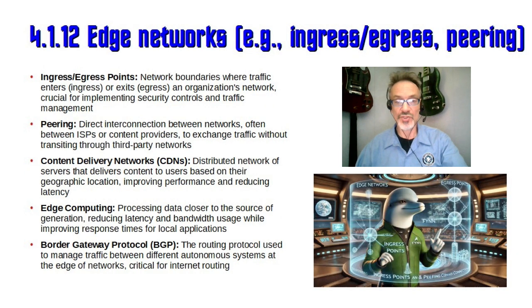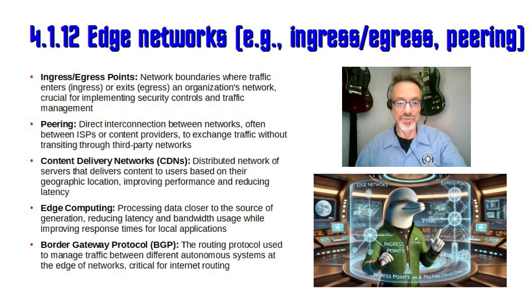4.1.12 Edge Networks. For the exam, you need to understand the role of edge networking, which is managing the flow of data in and out of an organization. So we need to understand the ingress and egress points, where data enters, ingress, or exits, egress, the network. These points are important for implementing security controls, such as firewalls and intrusion detection systems, to monitor and control traffic as it crosses network boundaries.